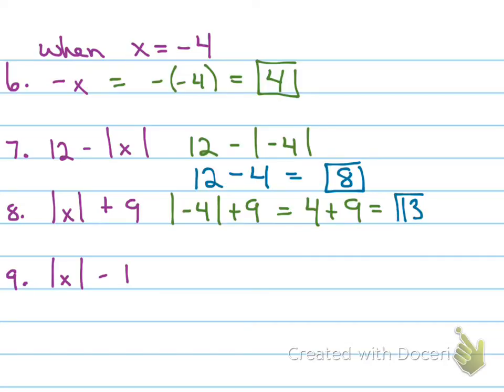Getting fancy with my colors. And then number 9, the absolute value again of -4 minus 1. I take my absolute value first, and it becomes 4 minus 1, which is 3. And those are your answers. If you understand that, that's everything you need to know for 1.4.